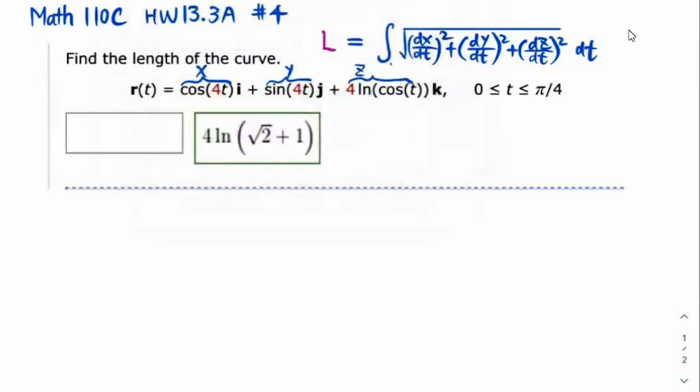And then t goes from, well, it is already given right here. It goes from 0 to what? Pi over 4, right? So we got the formula right. Now we just need to get the ingredients ready, okay?